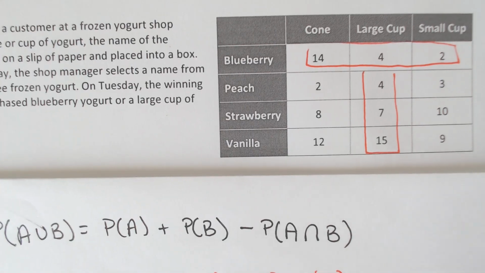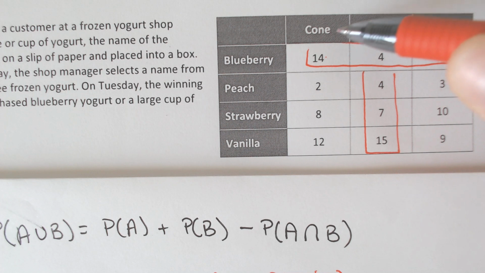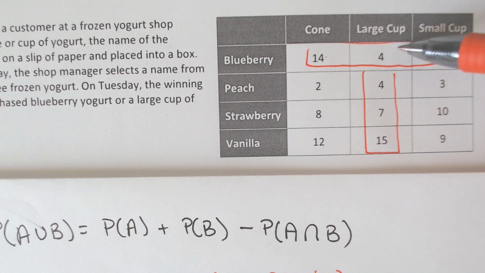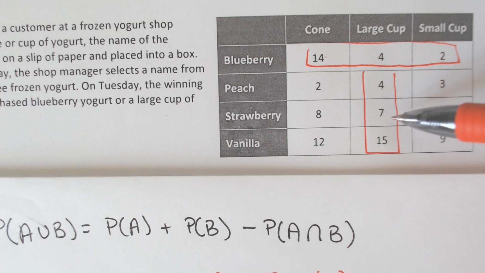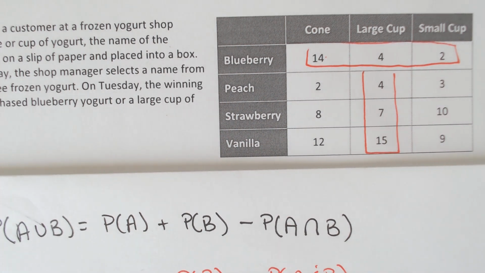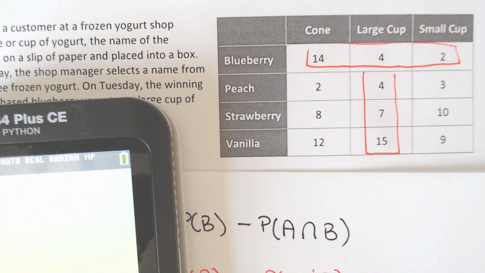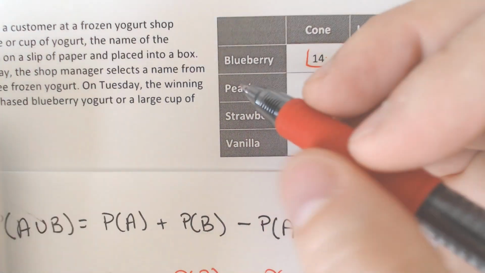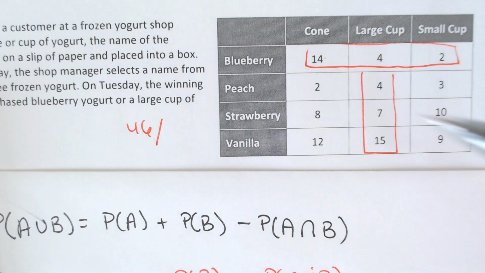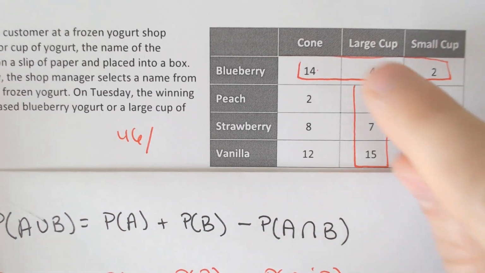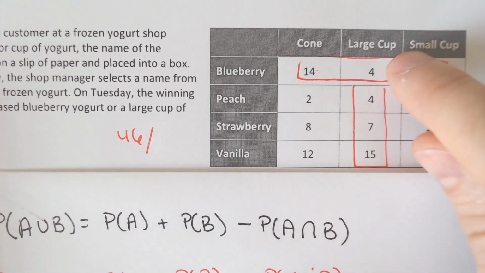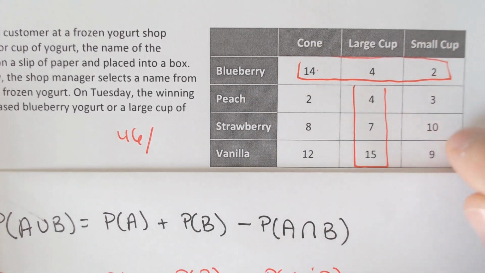Okay, so we're going to add up all of those. 14, 4, and 2, that makes 20. Plus 4 is 24, plus 7 is time for my calculator. It's too early in the morning for this. 24 plus 7 plus 15 is 46 out of the total. The total would require you add all of these up. The 14, the 2, the 8, the 12, the 4, the 7, the 15, the 2, the 3, the 10, and the 9.